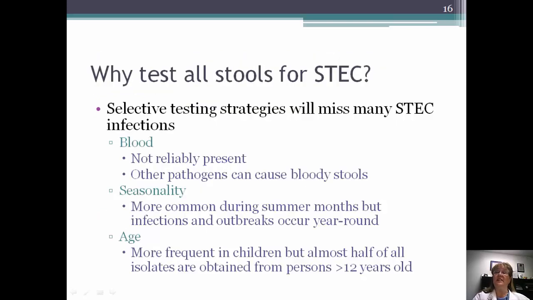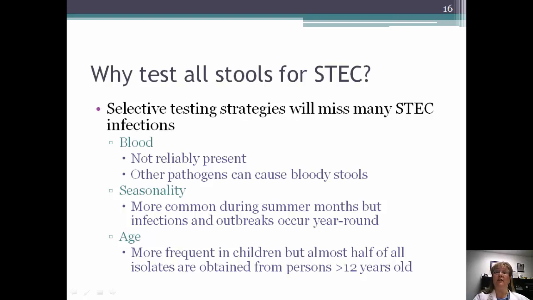So the question is, why do you want to test all stools for Shiga toxin producing E. coli? And basically it boils down to selective testing strategies often are not the best option and will miss Shiga toxin producing E. coli infections. So if you happen to be using blood alone in the stool as a selection criteria, we know that blood is not routinely present in patients with Shiga toxin producing E. coli disease. And we also know that other infectious agents can cause bloody diarrhea.